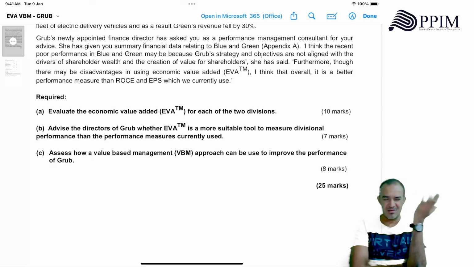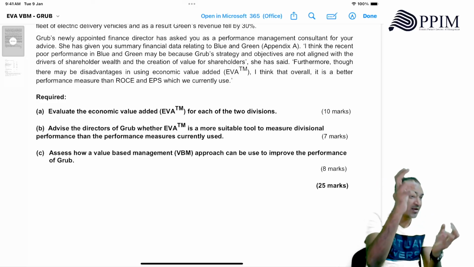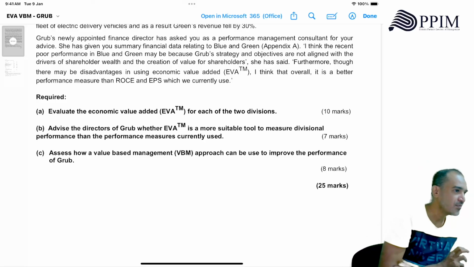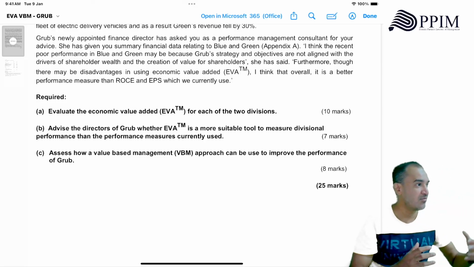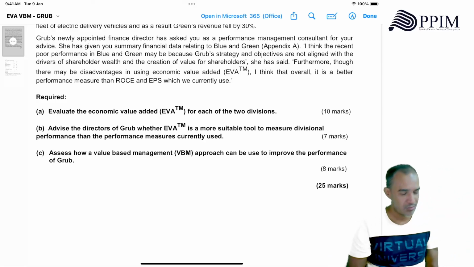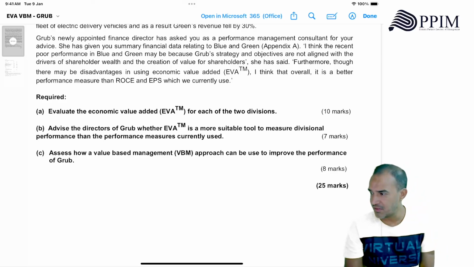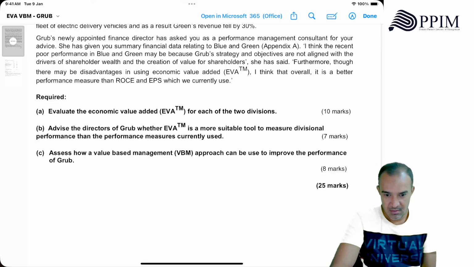And there are so many. So if you can write about 3 or 4, that would do. But we need to talk about the negatives of ROC and EPS. That's the key thing, because we are saying EVA is better than these two, no? Right? Number 3, assess how a VBM approach can be used to improve the performance of G.